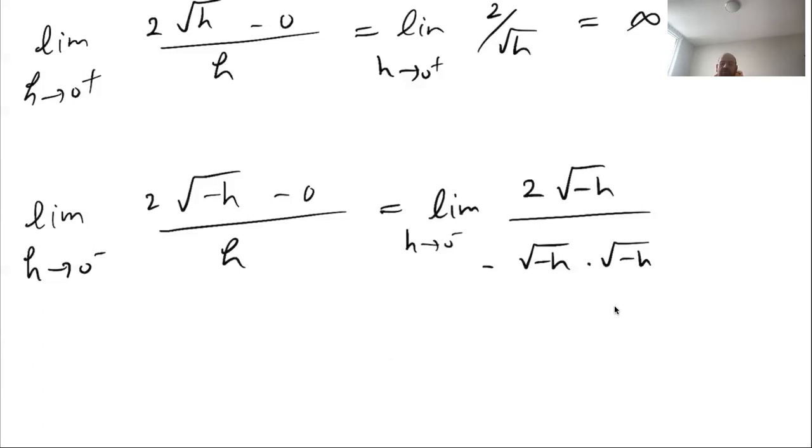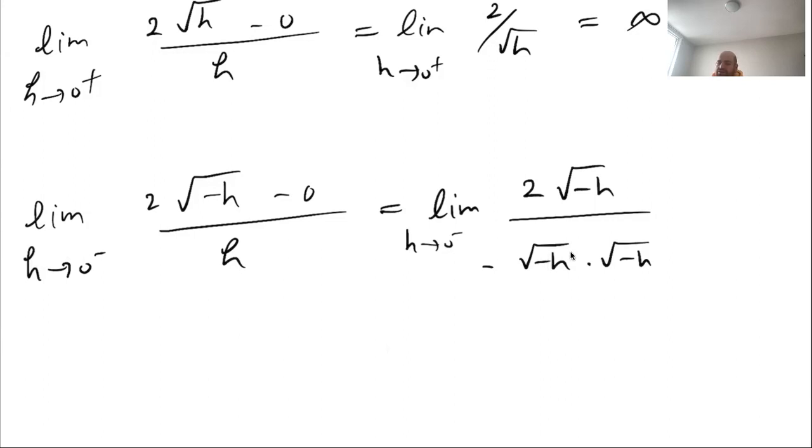You may wonder how come we have root minus h. Many people say we don't have root of a negative number. Root of a negative number is undefined. Well, minus h is not a negative number. That's the point. Because h itself is negative, so minus h is positive. So I don't have root of a negative number here. It's root of a positive number.